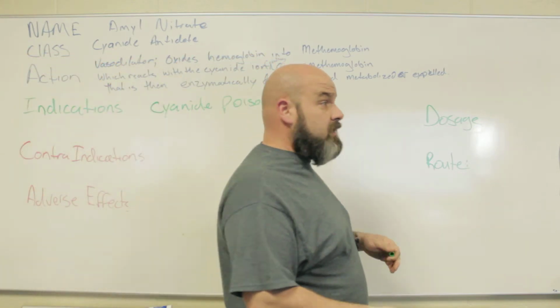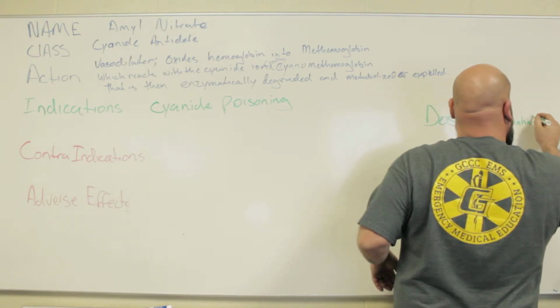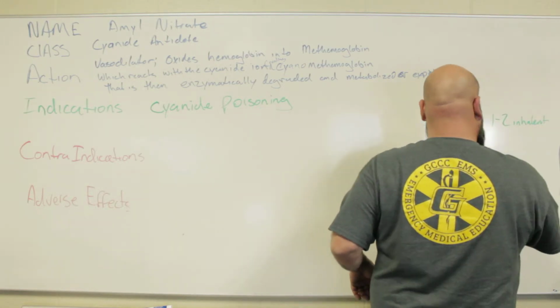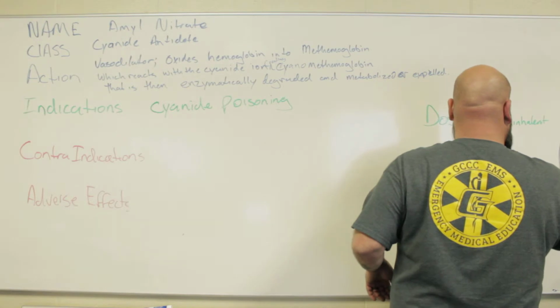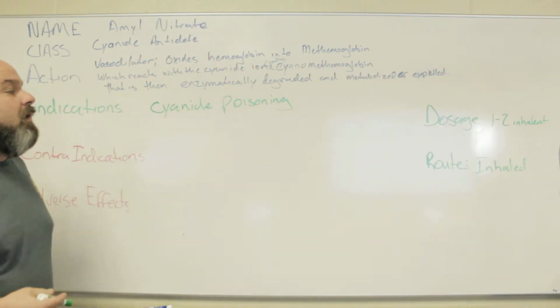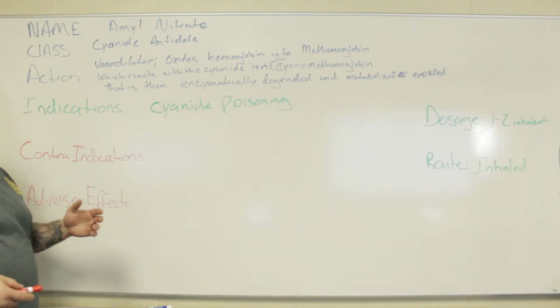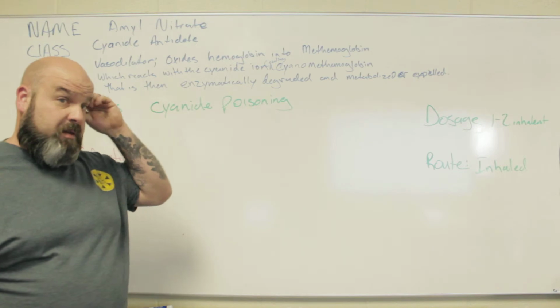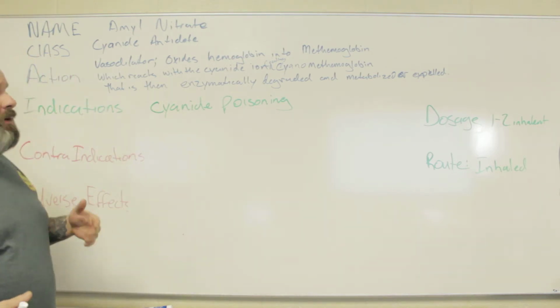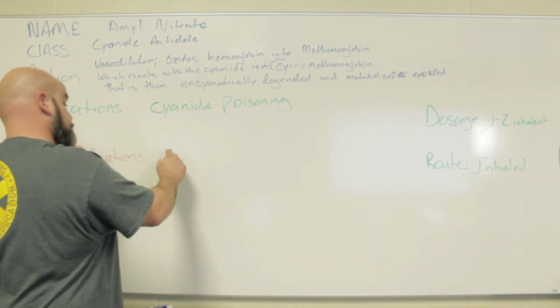So, what's our dosage then? 1 to 2 inhalants. And that gives us our route. It is inhaled. Okay, so we're going to give 1 to 2 inhalants depending on our patient assessment and what indicators we have. Do we think they're bad enough for 2? Do we think they just need 1? Our judgment, okay?